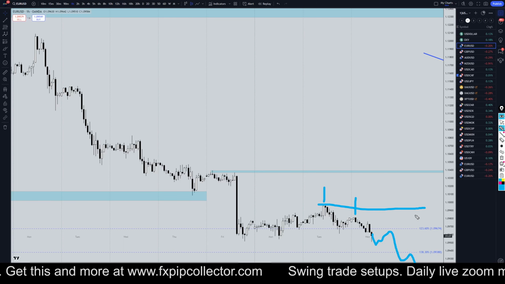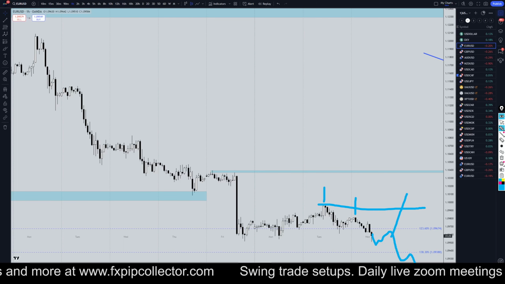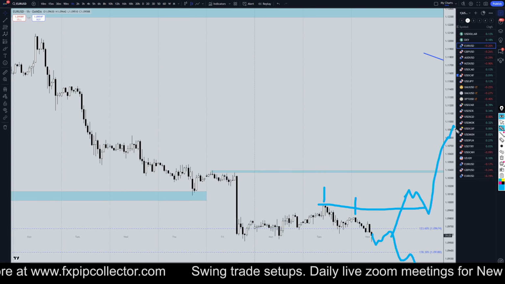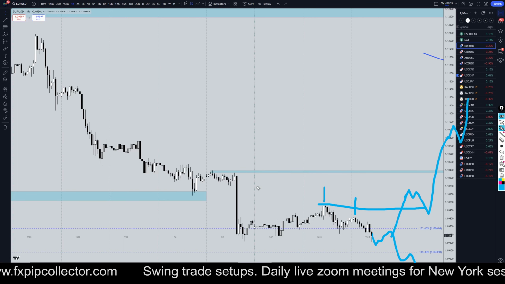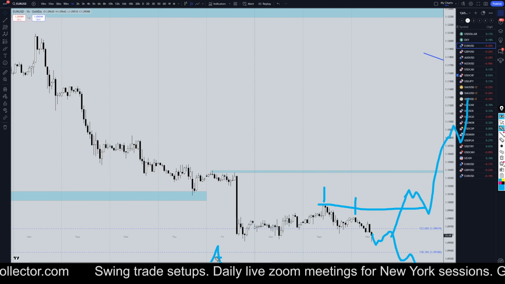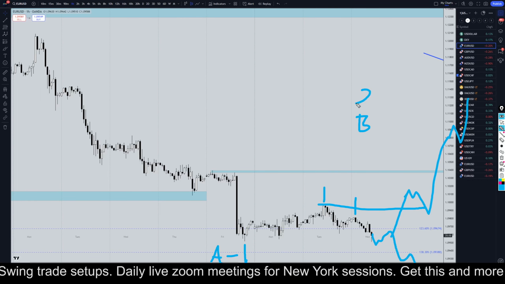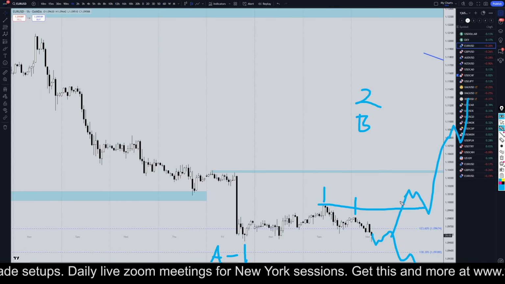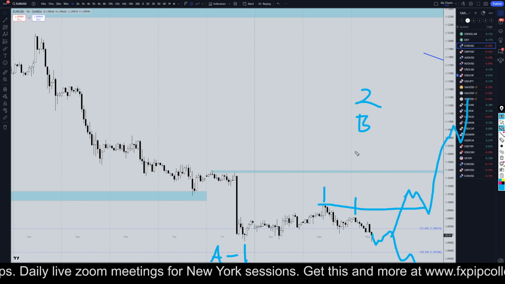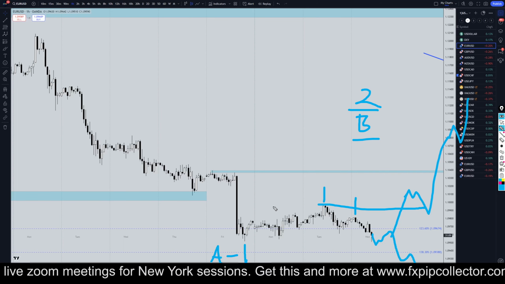If it does go up and break structure, then I will stop looking for shorts and I'll start looking for longs on pullbacks. And like I said, this first move down is either a wave A or a wave 1. The next move up should be either a wave B or a wave 2. And once we break structure, I will definitely start looking for longs either in this wave B or wave 2.